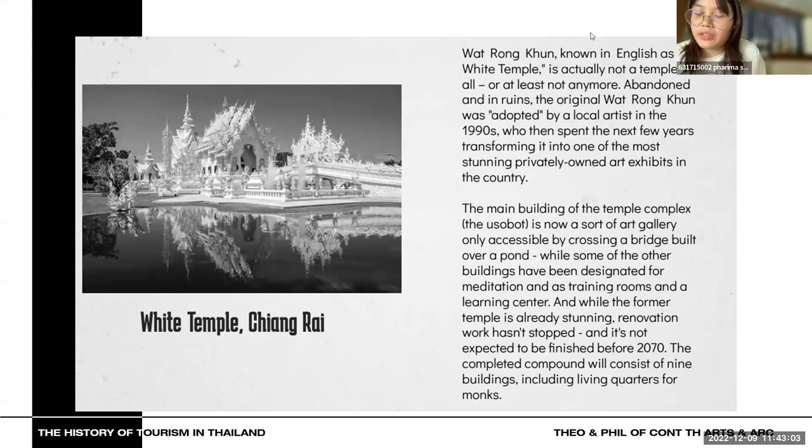So I divide it into five parts. First is the temple. Second is Muay Thai. Third is the elephants. Fourth is the culture. And fifth is the traditional. So you guys already know that a temple in Thai we call Wat. So the first one is Wat Rong Khun, known in English as the White Temple.